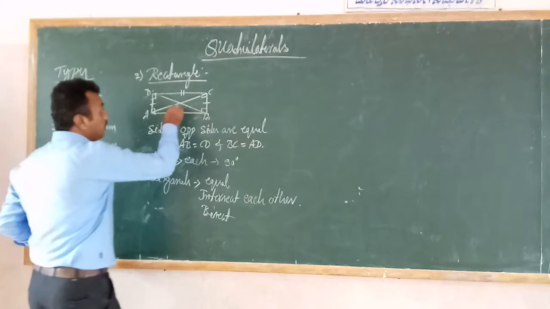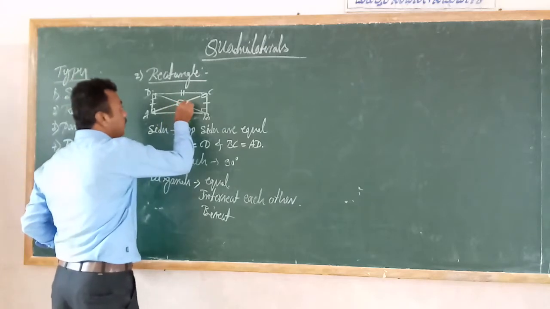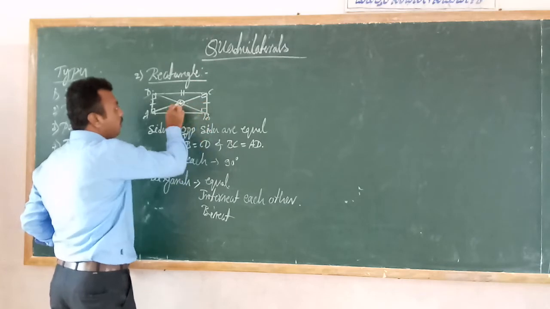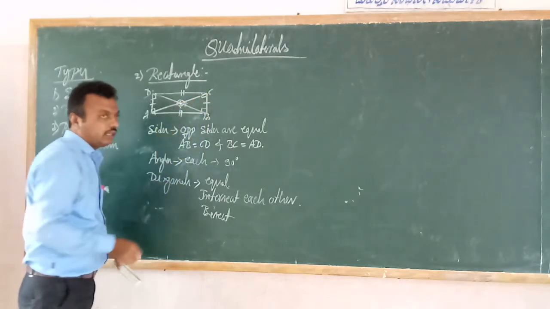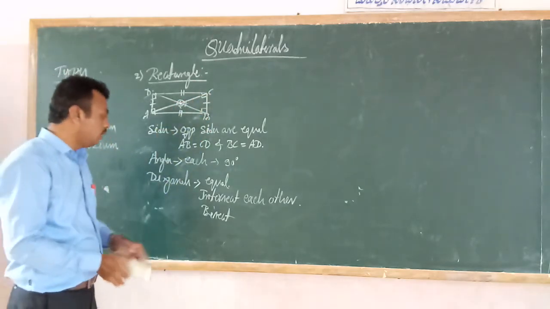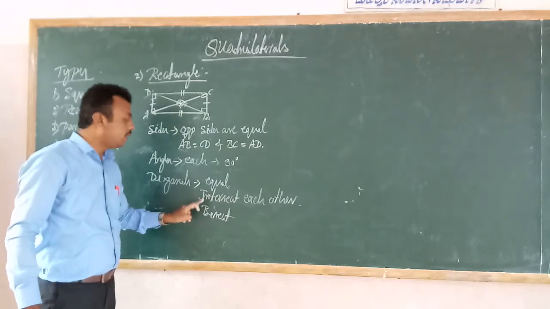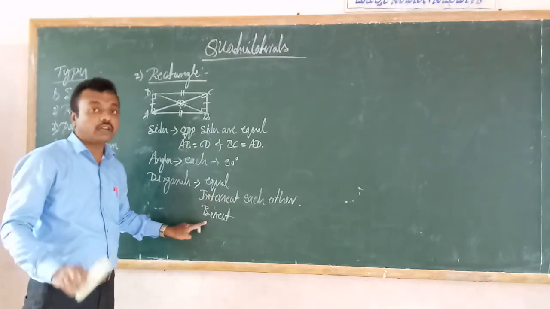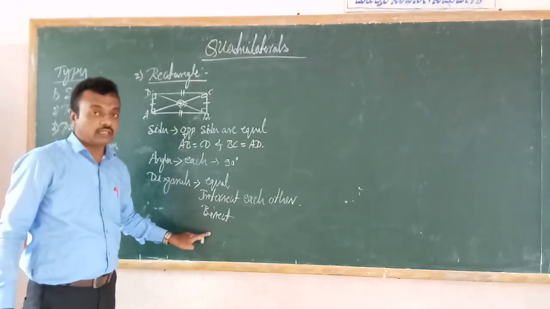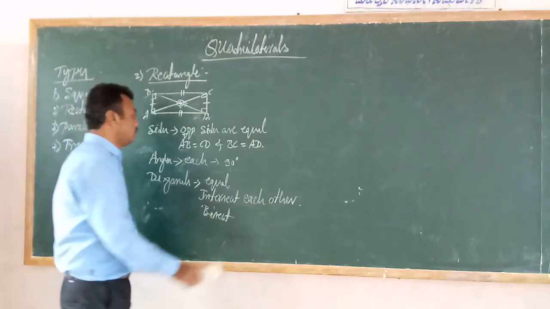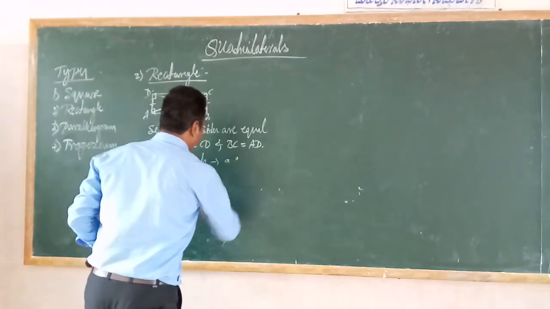See, students, here it is not forming a 90 degree angle at this point. See, BOC, is a 90 degree angle formed there? Never. That's why the diagonals only intersect each other and bisect each other, but are not perpendicular to each other. Are you understood? Yes. Next one, I will come to that.